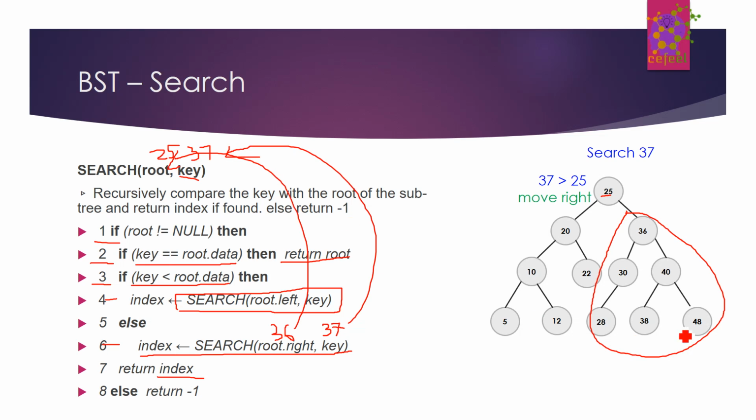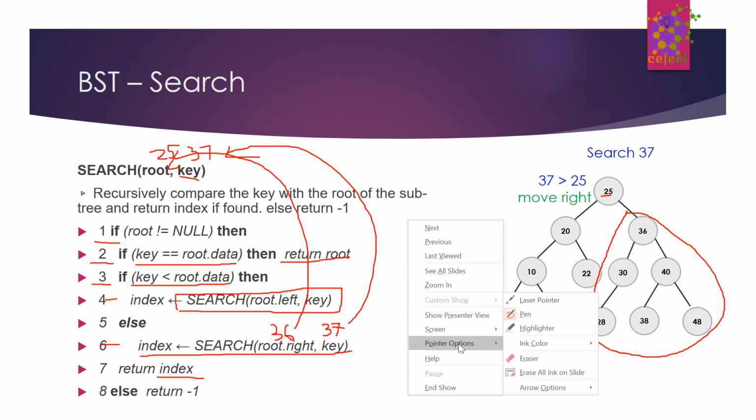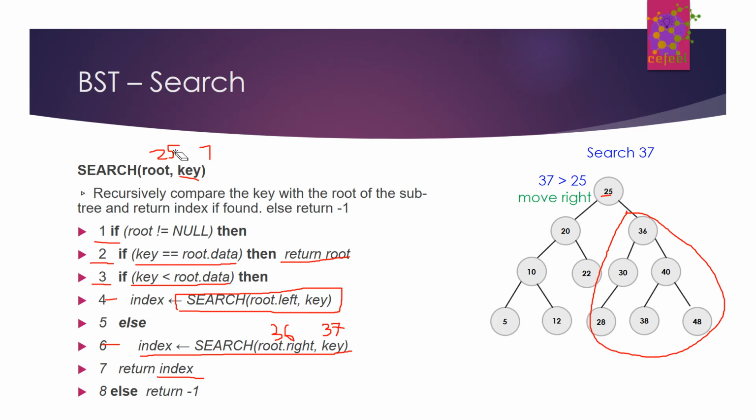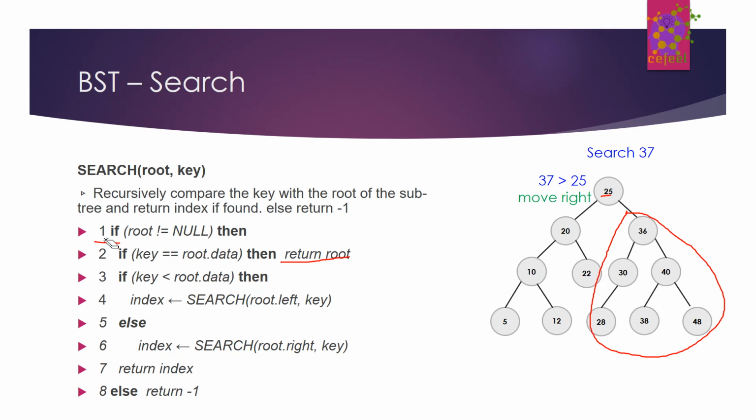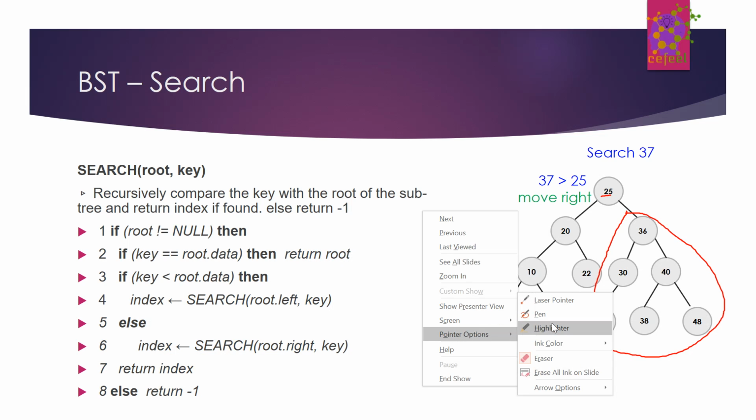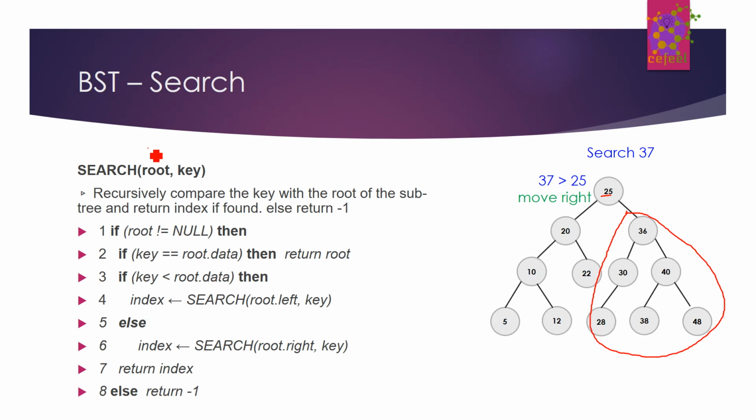So essentially we are searching in the right subtree again. Let me just clear this off to make more sense, because this is the next recursive call. In the next recursive call, let me write it down here, 36 is the root now and the key we are searching for is 37. So it will come to this right part of the subtree.